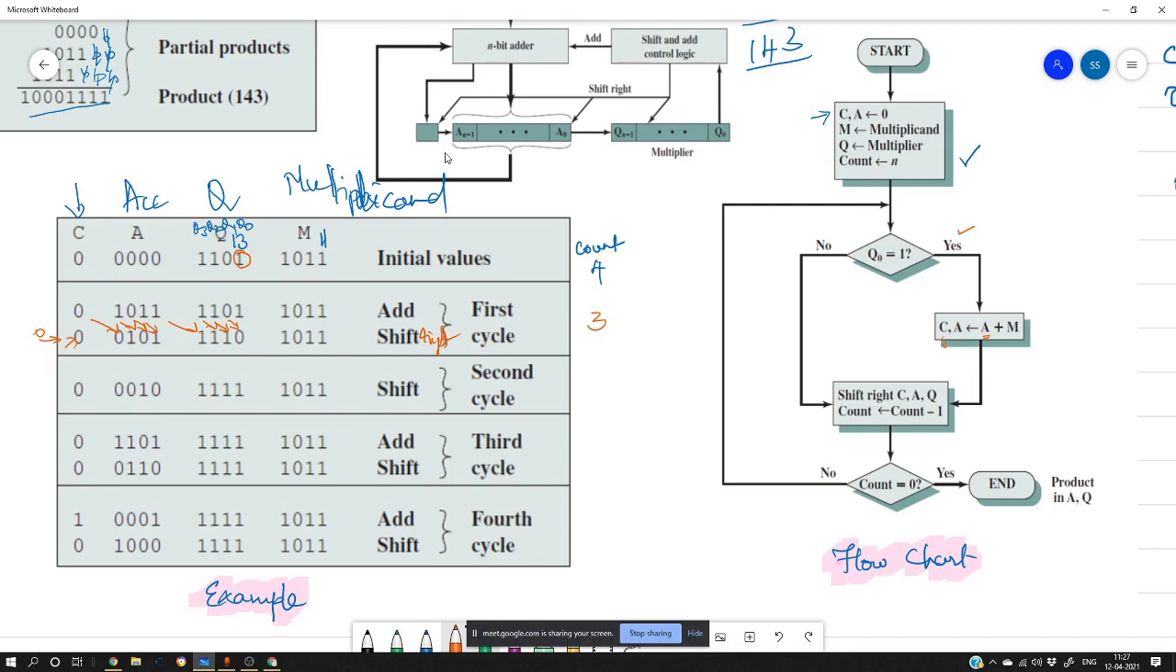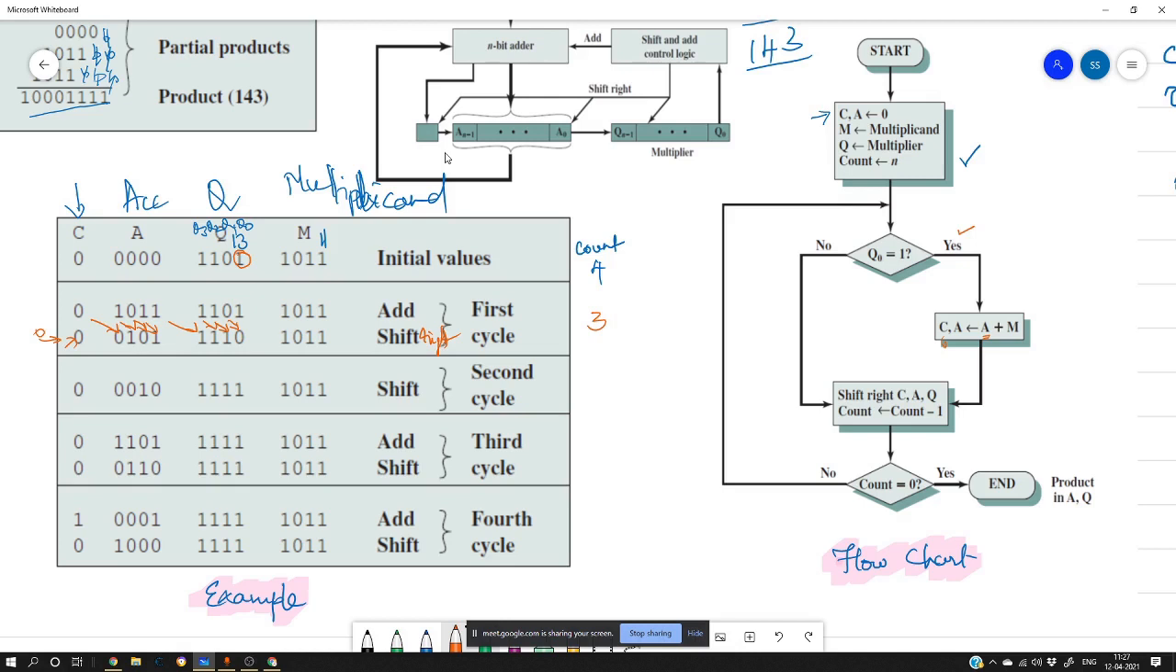Now after doing this addition, what do we do? Shift the contents of C, A and Q one position right. The next step is to decrement the count value. And now check whether the count is 0. Is the count 0? No, we have some more bits to be considered in the multiplier. So if it is not 0, go back and repeat the same set of steps. Count is not equal to 0, so we just go back.